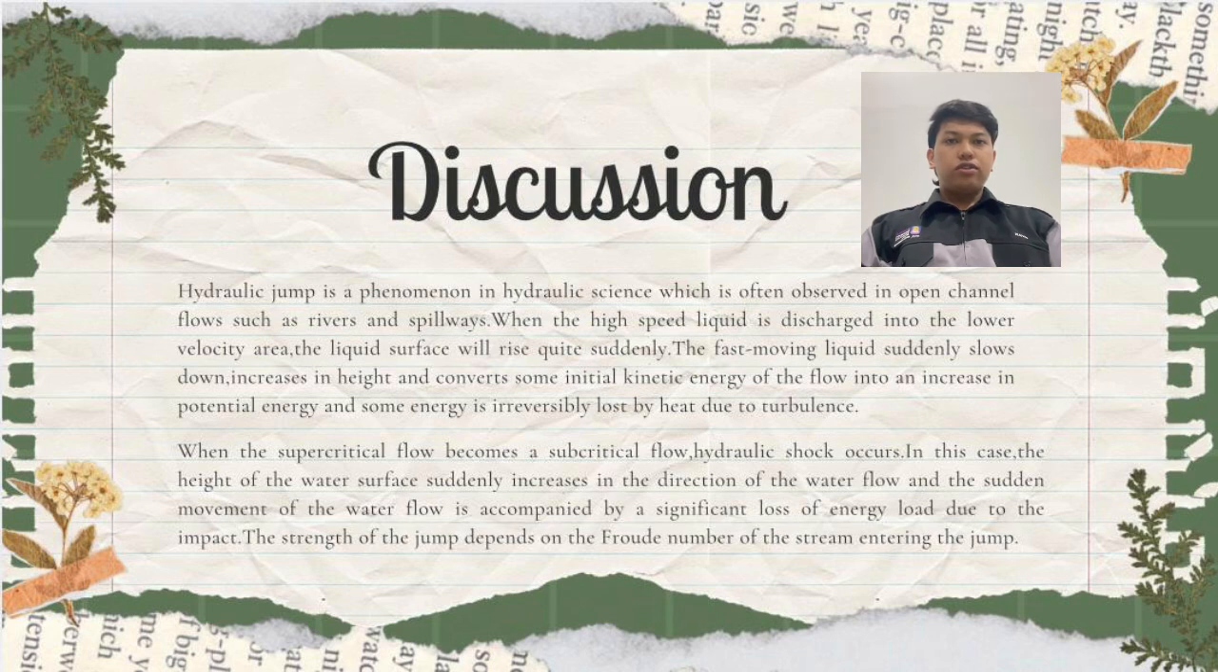When supercritical flow becomes subcritical flow, a hydraulic shock occurs. In this case, the height of the water surface suddenly increases in the direction of the water flow, and the sudden movement of the water flow is accompanied by a significant loss of energy due to the impact. The strength of the jump depends on the Froude number of the stream entering the jump.